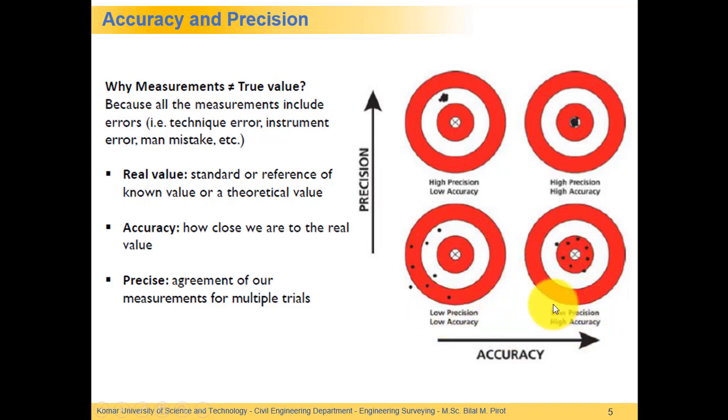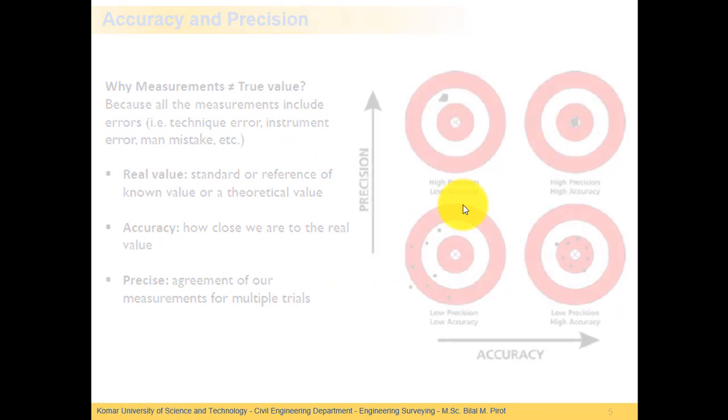In the fourth case, we have some pointers, and the pointers surround the center of the circle. As you see, they are close to the center, but the pointers are far away from each other. So in this case, precision is low, but accuracy is high. So this is the main difference between accuracy and precision.